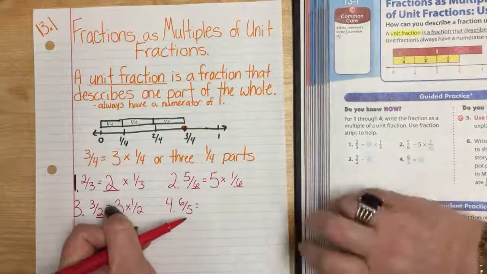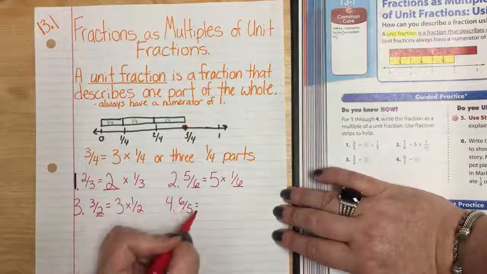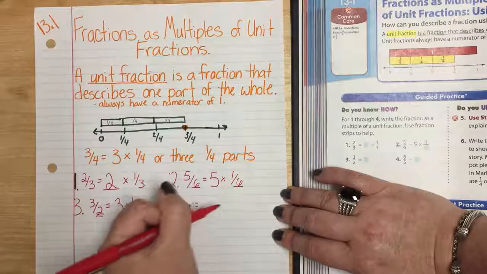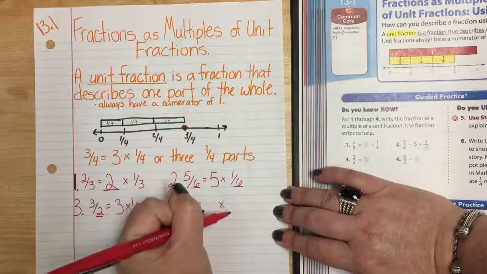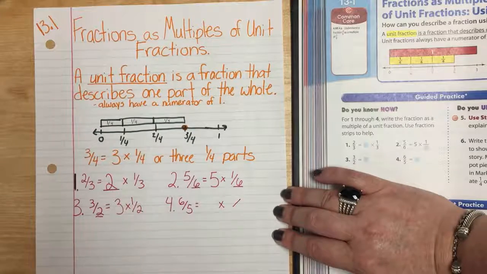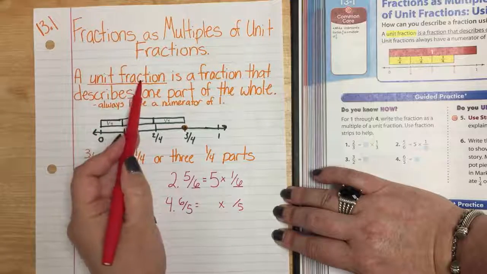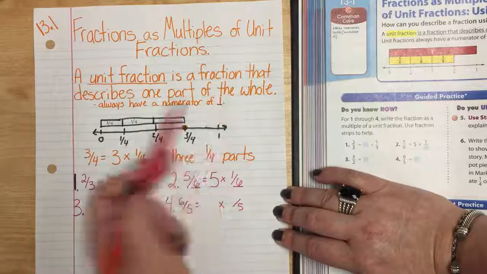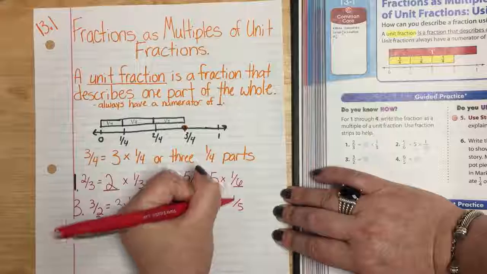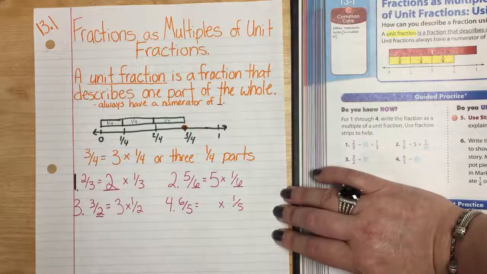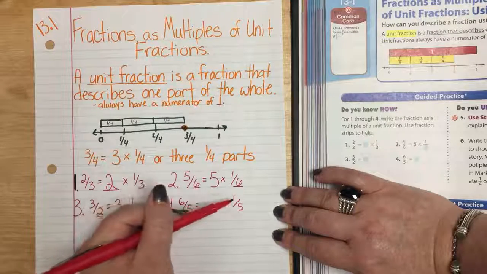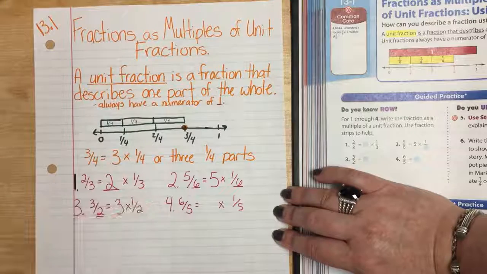For 6/5, again, what am I doing? I am multiplying a whole number by a fraction. That fraction will be over 5 since I'm doing a unit fraction, and I know that it is always a numerator of 1. I know I'm multiplying by 1/5. What times 1 is 6?